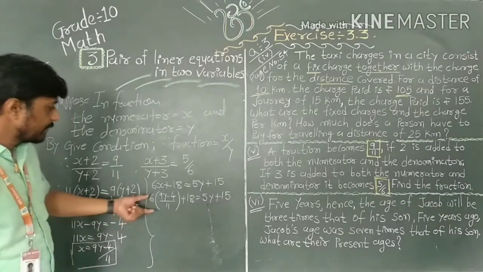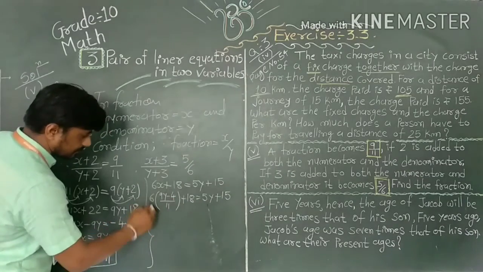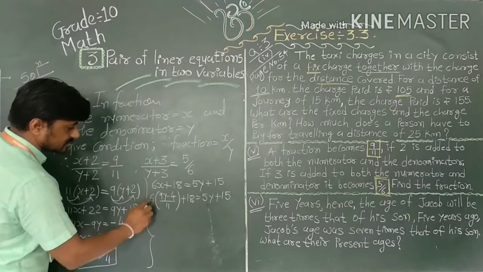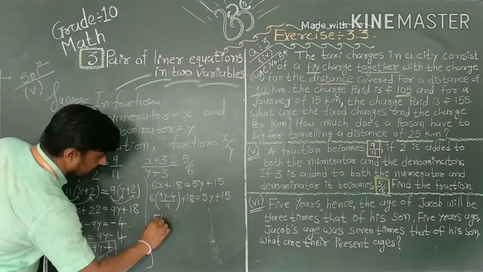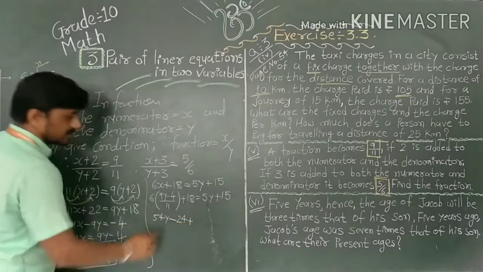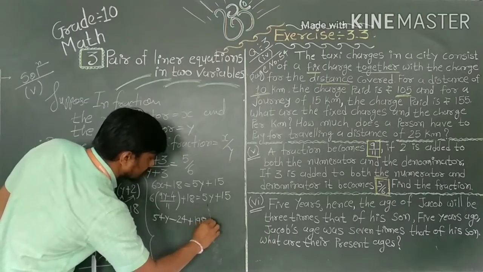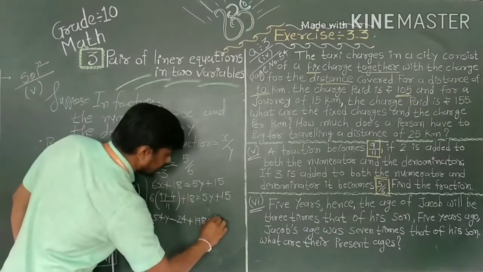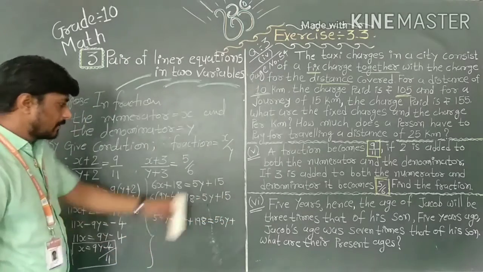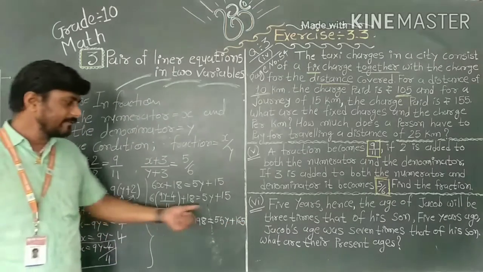Okay, now we multiply all terms by 11. If we multiply this term by 11, 11 cancels, and we get 6 into this bracket. That means 6 times 9 is 54y minus 6 times 4 is 24, plus 18 into 11, 198, is equal to 11 into 5, that means 55y, and lastly 11 into 15, what happened? 165. Okay, got it everyone?